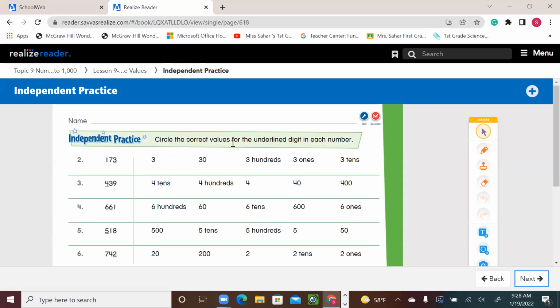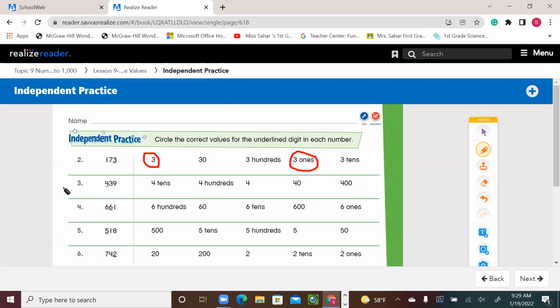All right, let's do one exercise from your independent practice, page 387. Circle the correct values for the underlined digit in each number. So look at the number 173. They underline the 3. You need to tell the value for 3. So I know there is 100, there is 7 tens, and then 3 ones. So I can say this is the 3, and this is 3 ones.